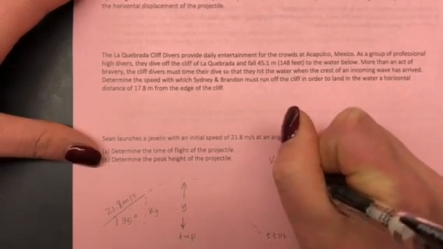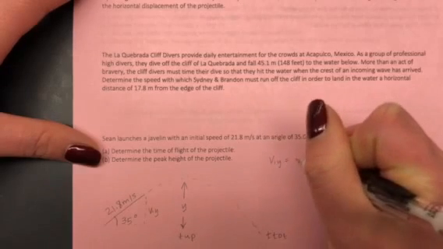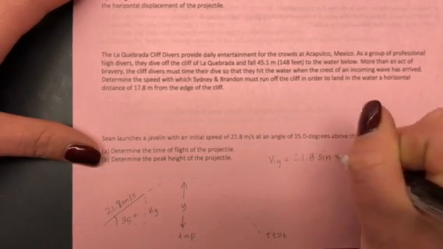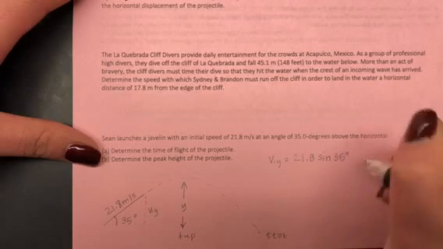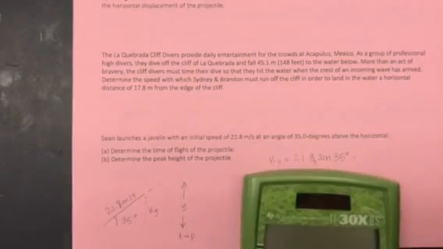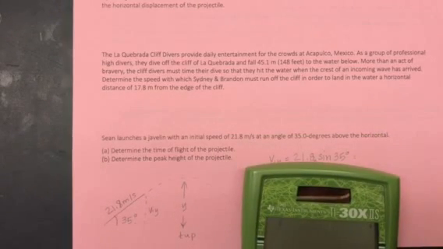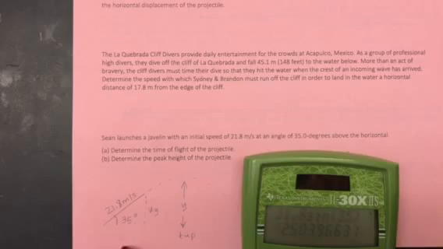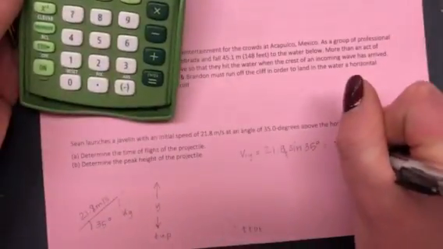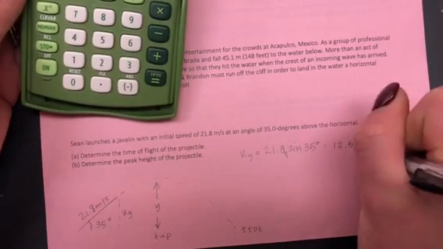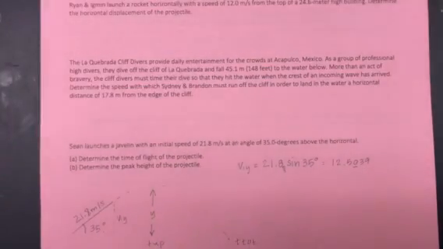So to do that, v initial in the y direction is equal to the initial velocity times the sine of theta, which is 35 degrees. So this is in meters per second. And we do that on our calculator. You get 12.5039. I'm going to keep all of these numbers just to be safe. If it was a final answer, I'd just be looking at that second decimal place.